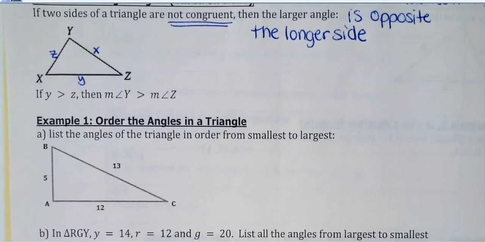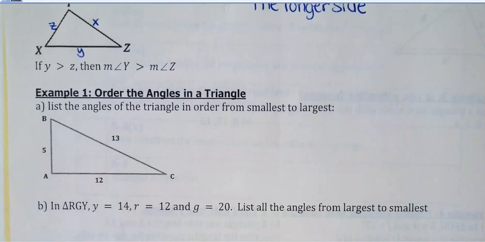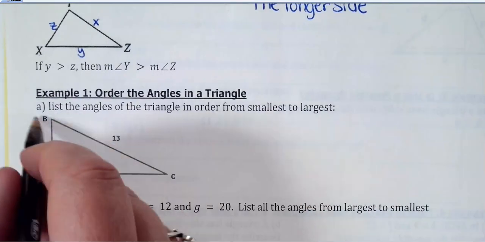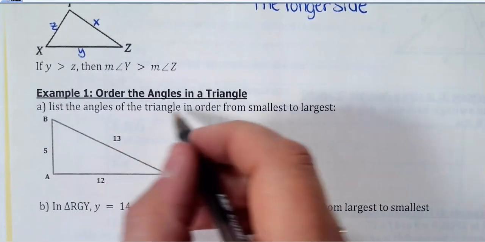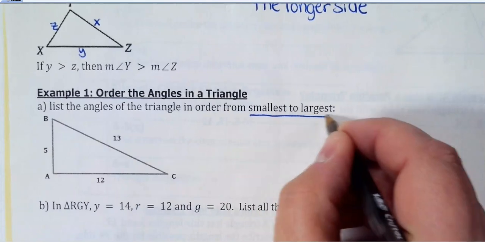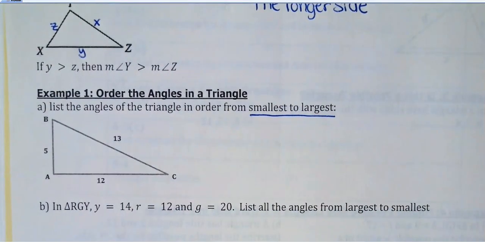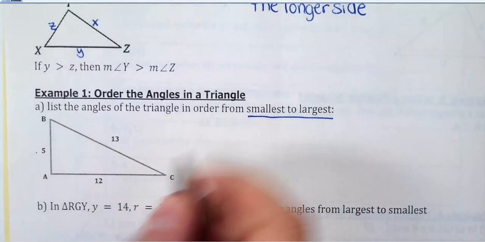So pay attention to these when you're doing these questions, because sometimes it says largest to smallest, sometimes it says smallest to largest. So make sure you read the question. This says list the angles of the triangle in order from smallest to largest. So if I want the smallest angle, it's going to be across from the shortest side. So here's my triangle, right? My sides are 5, 12, and 13. What angle would be the smallest angle in that diagram? C, right? Shortest side is 5, the smallest angle is across from that, so angle C.